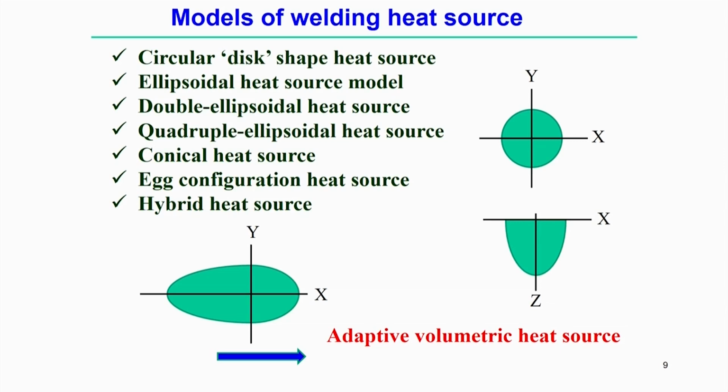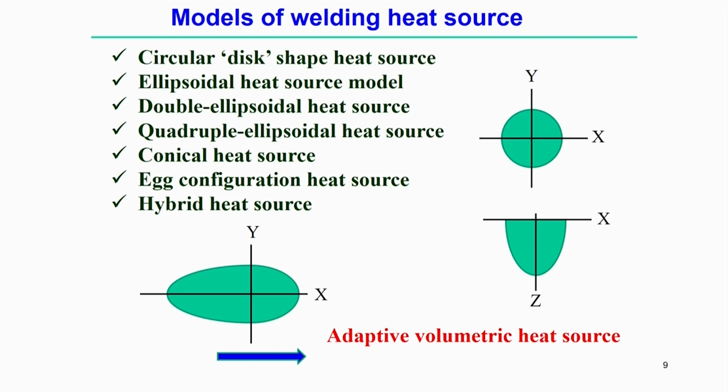And recently there is a development of the egg configuration heat source model. Looking into the distribution and simply modifying the ellipsoidal heat source model, we can develop the egg configuration heat source model. And sometimes people use the hybrid heat source model, combining the conical and the ellipsoidal: a certain part will be the ellipsoidal source and a certain part will be the conical heat source, to represent the complex nature of the welding process. In hybrid welding processes, people normally use the hybrid heat source model, combining two different regular geometric shapes to develop the heat source model.